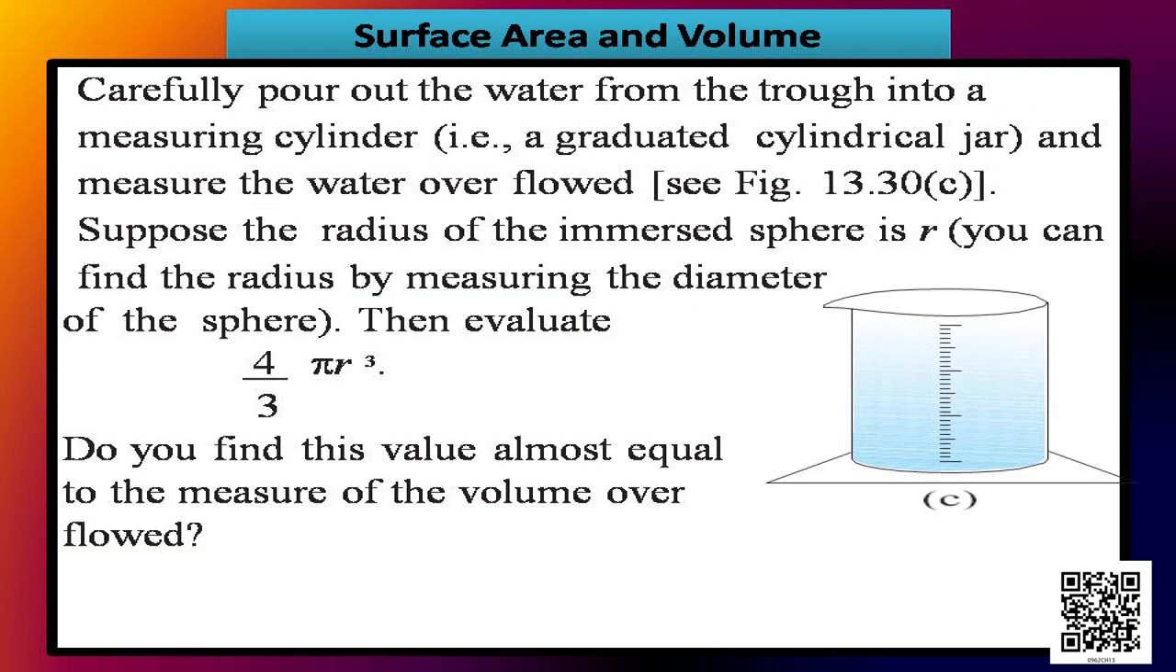Carefully pour out the water from the trough into a measuring cylinder, that means a graduated cylindrical jar, and measure the water overflowed. You can see figure 13.30C. Suppose the radius of the immersed sphere is r, and you can find the radius by measuring the diameter of the sphere. Then evaluate 4 by 3 pi r cube. What you find? You will find this value almost equal to the measure of the volume overflowed.